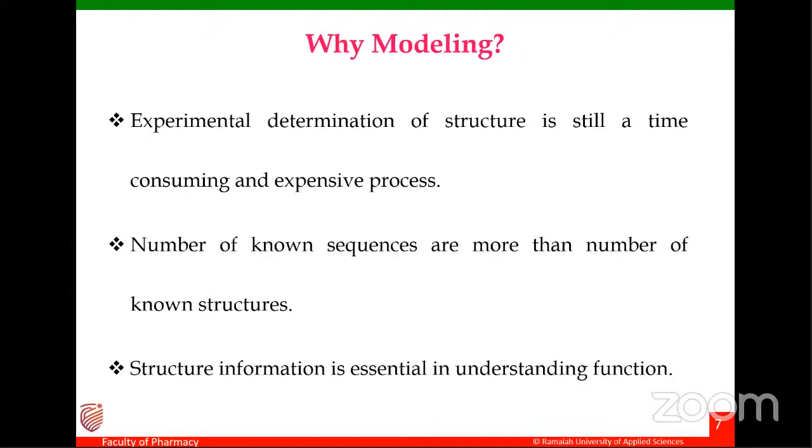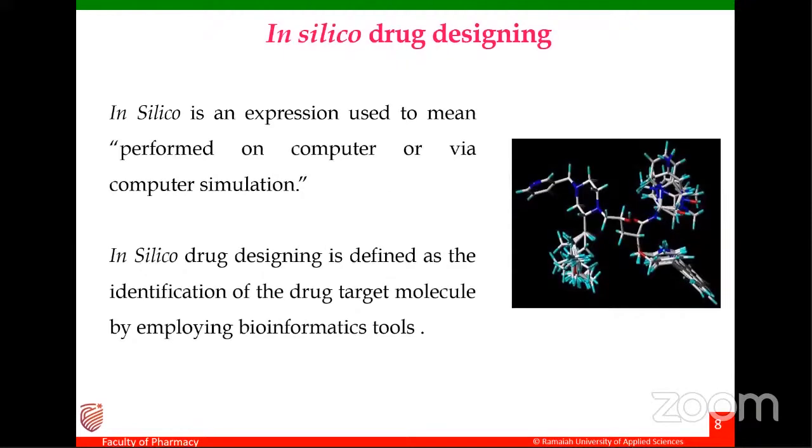So modeling is required. And then the structural information of a particular protein or particular receptor is required, because that is the major reason. Based on that, we can design a drug. Where is the fold, where it gets twisted and turned, what type of sheet it has, alpha sheet or beta sheet, those things. Based on that, we can design a drug. So modeling of a protein is required. So in silico designing.